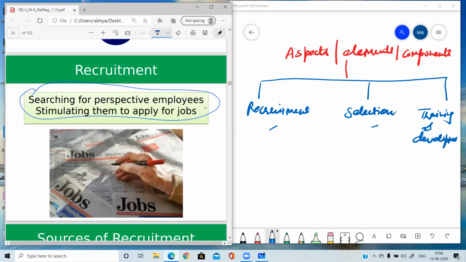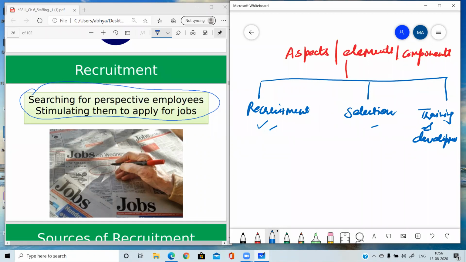In this step, we are just trying to find out the employees, from where we can get the employees. Then we are trying to encourage them. We are encouraging them so that they can apply for the jobs in our organization, because we can select them only when they are applying. If they are not applying, then we will not be having a larger pool of the employees from which we can select the employees.